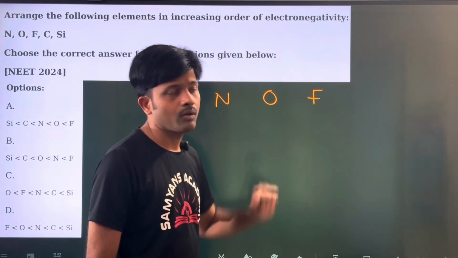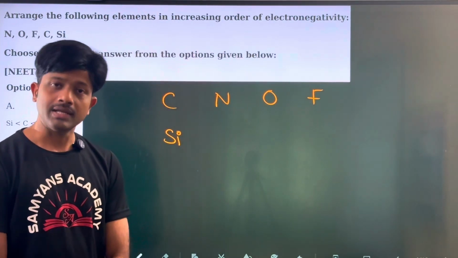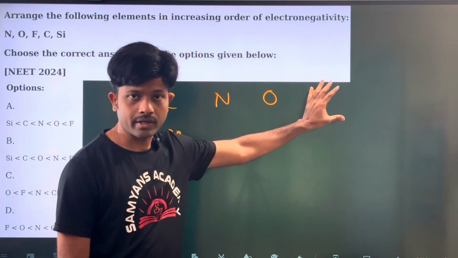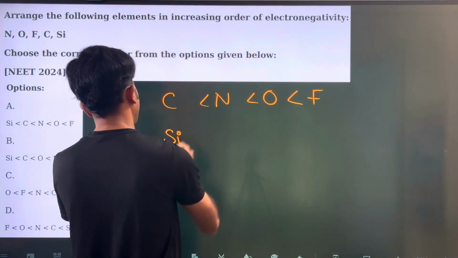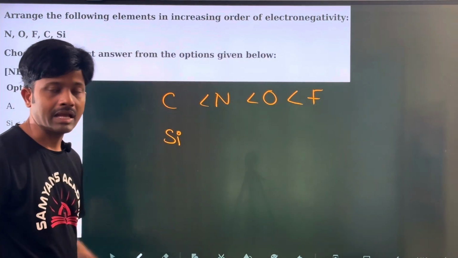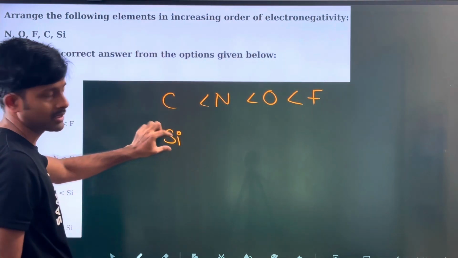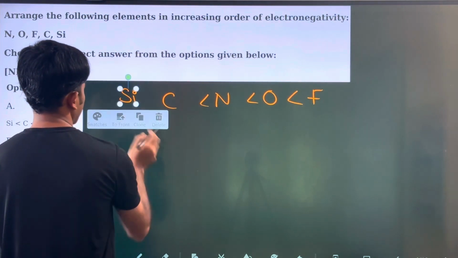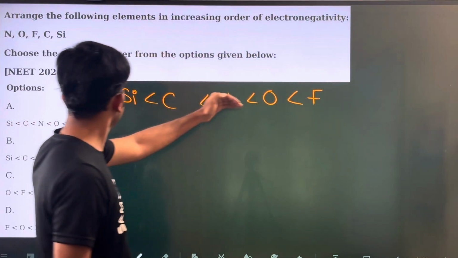So across the period, what happens? Size decreases, electronegativity values increase. Which one is smallest in size compared to all these elements? Fluorine. Then fluorine has more electronegativity than the other elements. Then oxygen, then nitrogen. Now down the group, what happens? As the size increases, electronegativity values decrease. Silicon has more size compared to carbon, so silicon has less electronegativity compared to the remaining elements. So this is your electronegativity order.